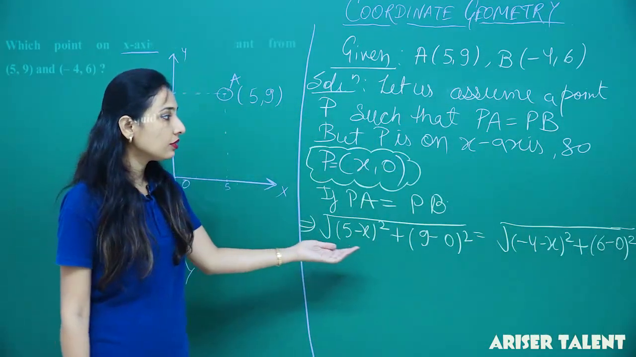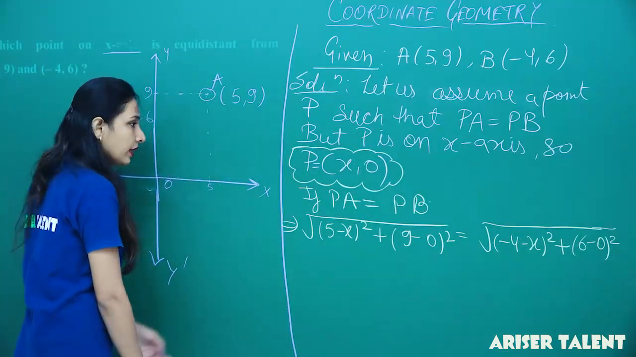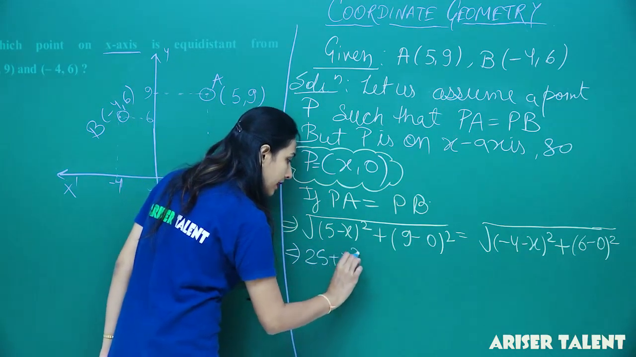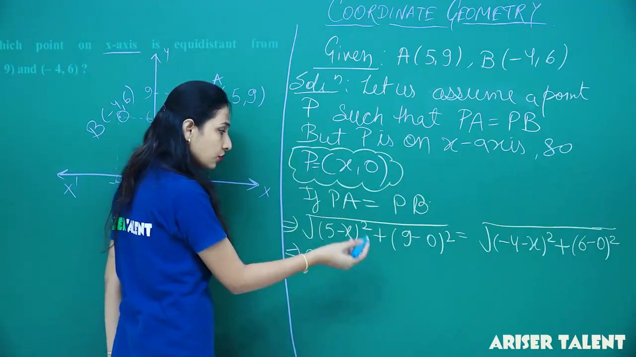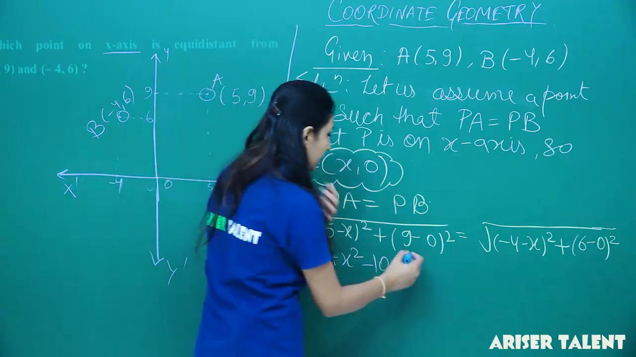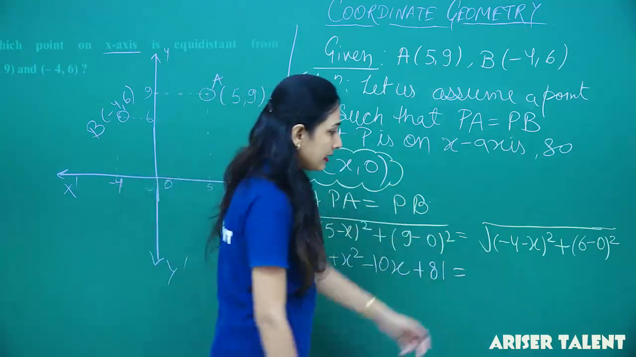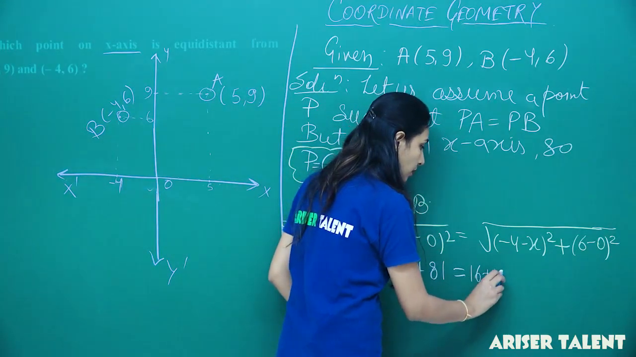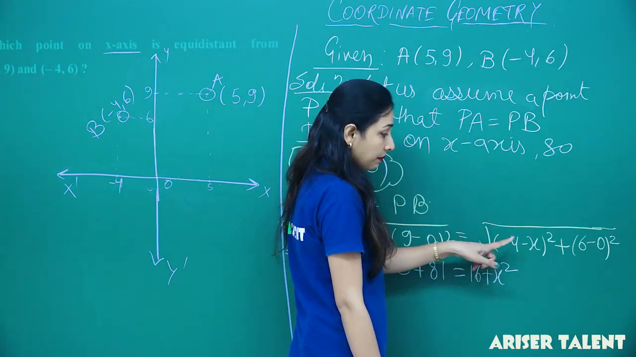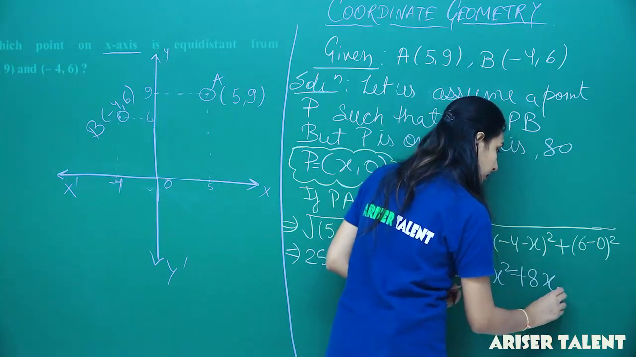So, I can eliminate this root by squaring both sides. Is it very familiar to you guys? Okay, so just solve this. That will be a square plus b square plus 2ab, that is minus 10x. Okay, here that will be plus 81. Now on this side, that will be 16 plus x square plus 2ab, that is, minus again plus. So, plus 8x plus 36.